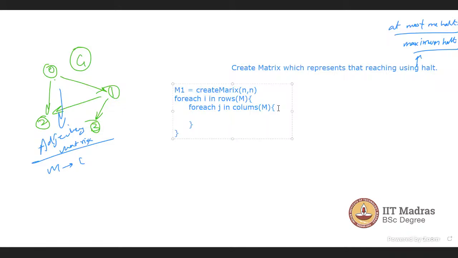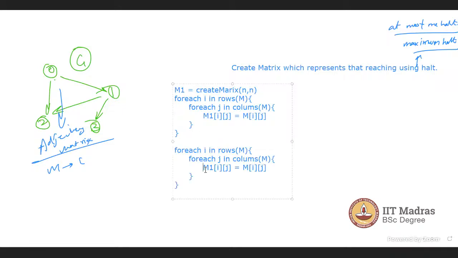Yes, sir. So actually, first we are trying to create the direct, then one halt. M1 of I, J is equal to actually M of I, J. Till now we got the direct. Here we will take the same thing again and try to find the one halt way.